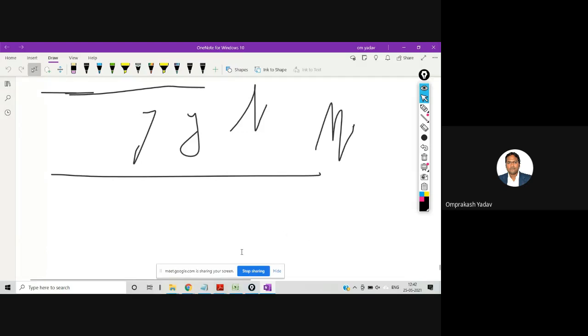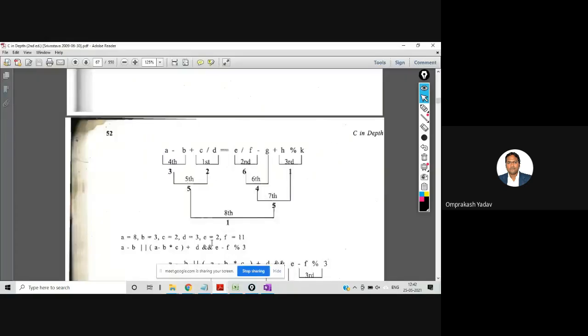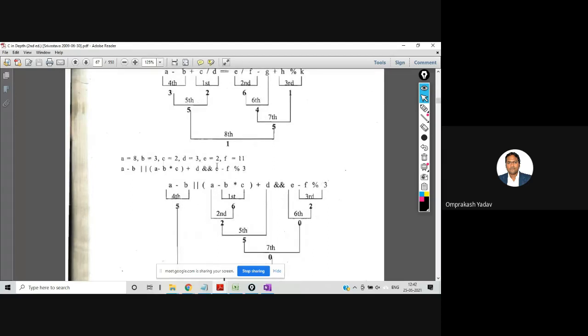So let me explain. If you see again over here, it's a combination of brackets, right? So we're going to solve the bracket first. First of all, you must put all the values. So it's like 8 minus b, where b is 3.